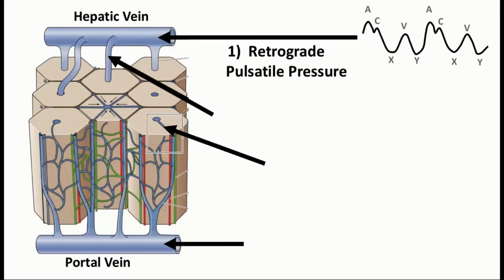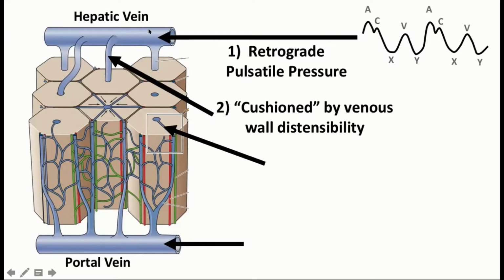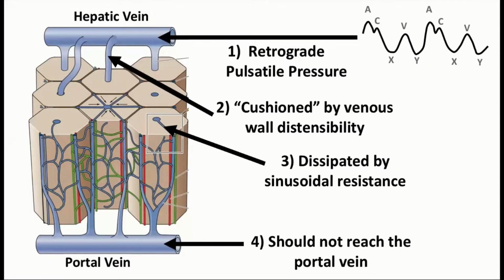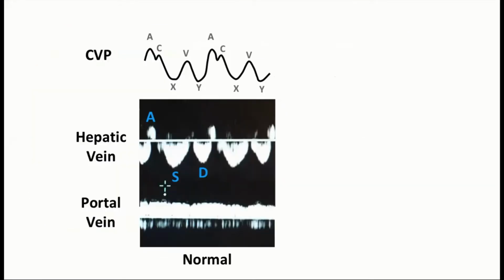And here is why. So as we saw before, normal retrograde pulsatile pressure from the CVP gets easily transmitted to the hepatic vein, and this causes pulsatile flow in the hepatic vein. However, this gets rapidly cushioned by the venous wall distensibility of the liver veins, and it also gets dissipated by the resistance opposed by the sinusoids or capillaries in the liver. And so by the time this pressure should reach the portal vein, it's no longer there. This pressure does not reach the portal vein. And this is what explains that normal portal vein flow is actually non-pulsatile or continuous.